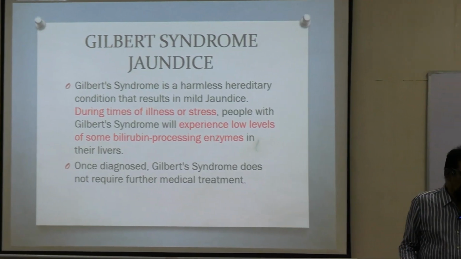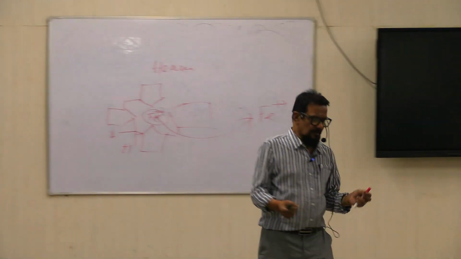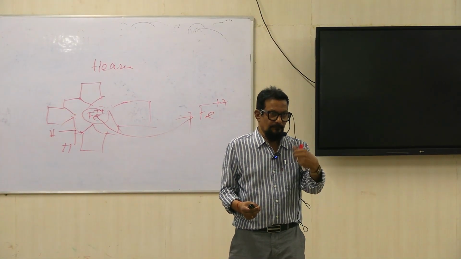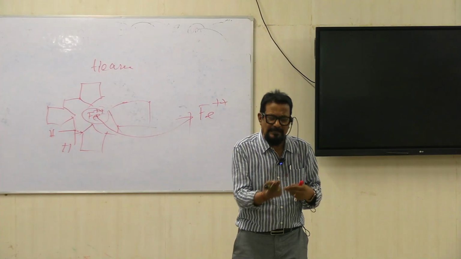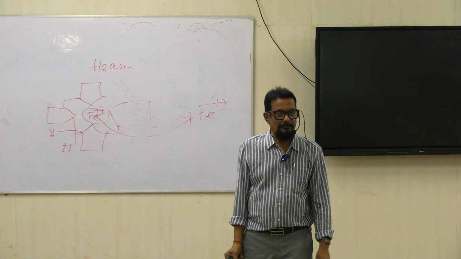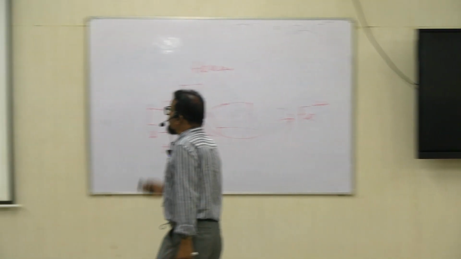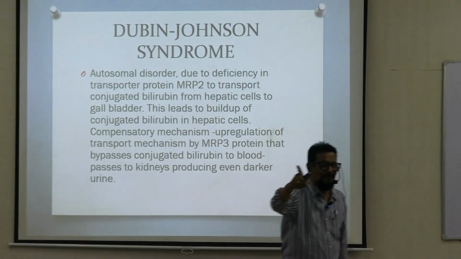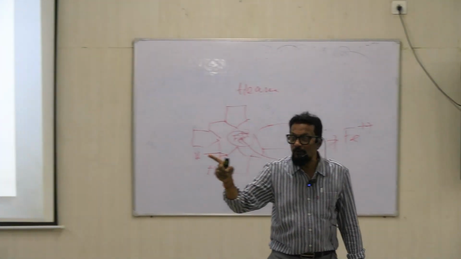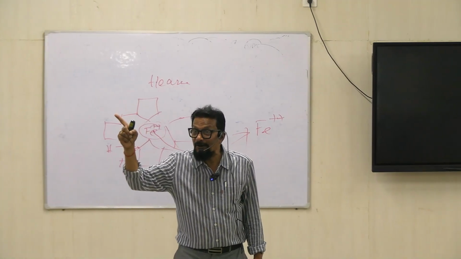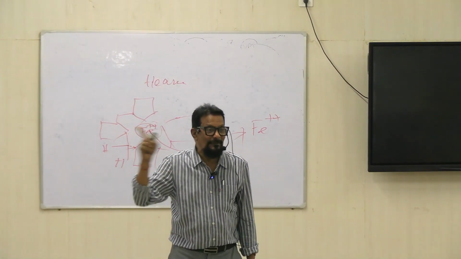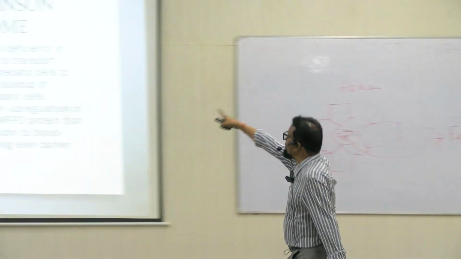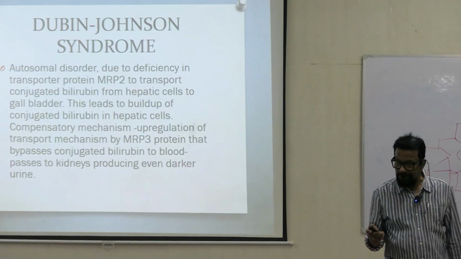Gilbert syndrome is a mild condition, not threatening. Because of some enzymes that conjugate the bilirubin not working properly, there will be a slight increase in bilirubin level. That is Gilbert syndrome. And Dubin-Johnson syndrome, MRP2. What is the MRP2? Remember? MRP2 is responsible for active transport of bile into the biliary duct. So absence of this protein will lead to Dubin-Johnson syndrome. Okay?